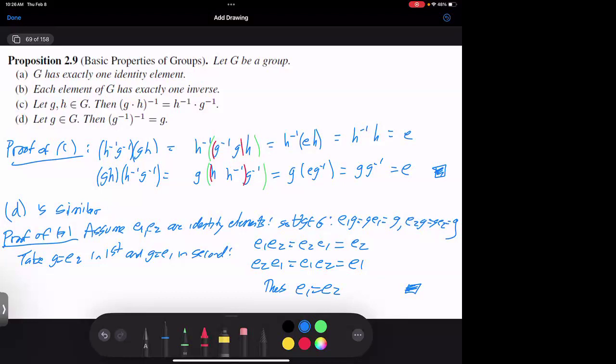All right, and so now I'll leave for you, now prove that each element of G has exactly one inverse. We know it has at least one because to be a group, every element has to have an inverse. So you now have to prove that you can't have two inverses.